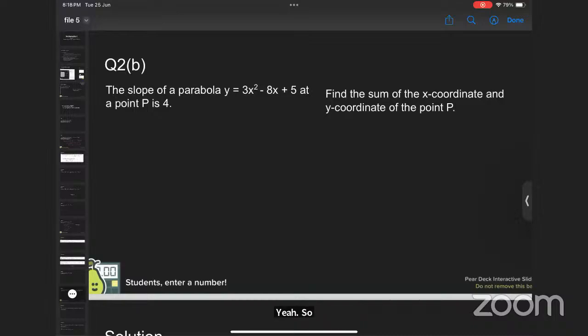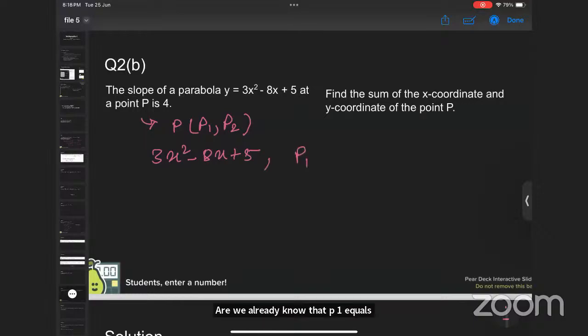So let's solve this question. P is a point and it has an x coordinate and a y coordinate, so we can assume P as P1, P2, right? Here we have the equation of the parabola. We already know that P1 equals 2, from the last question: x equals 2, y equals 1.